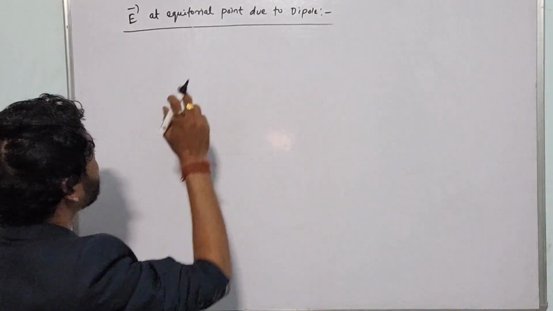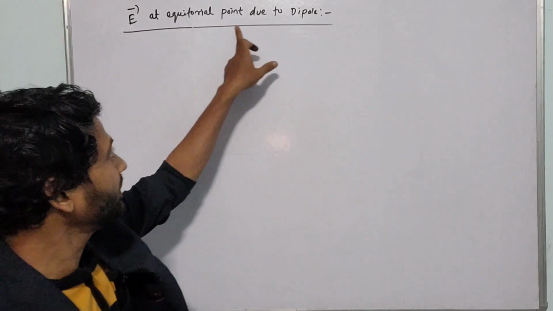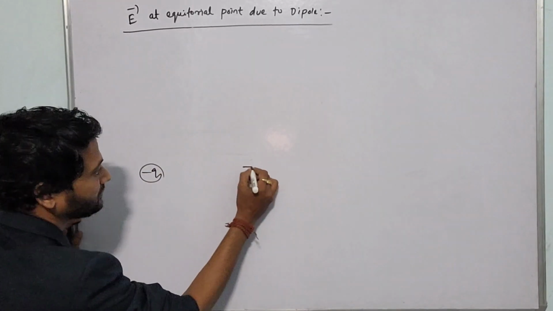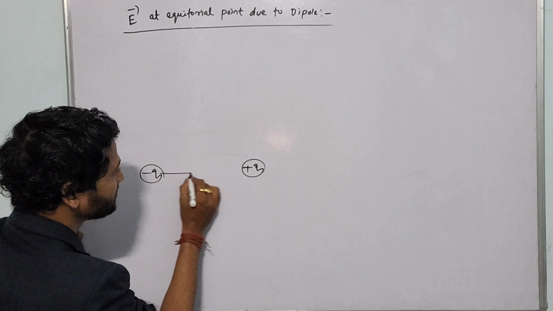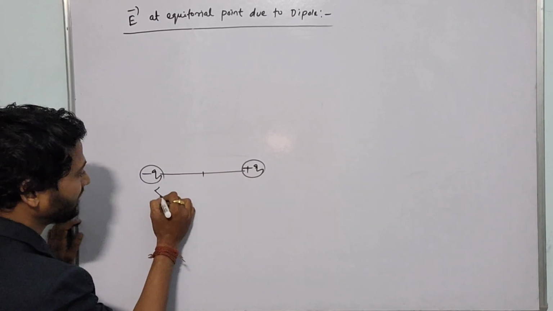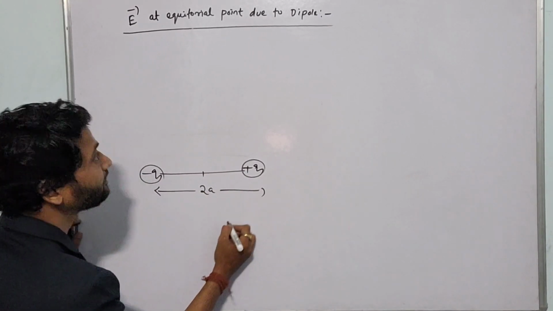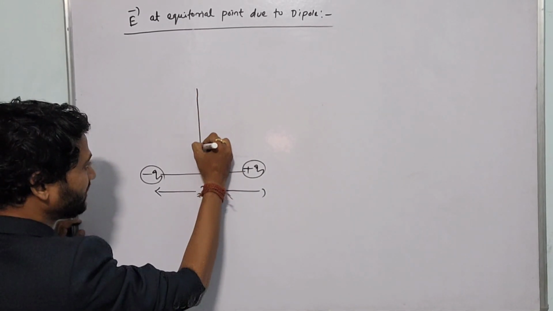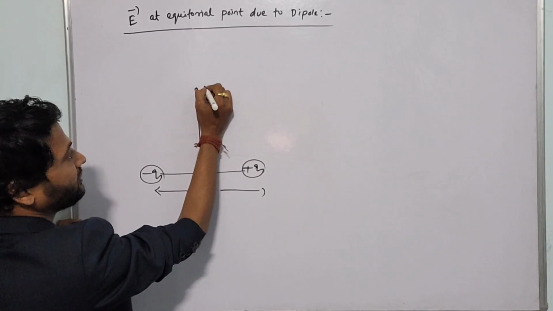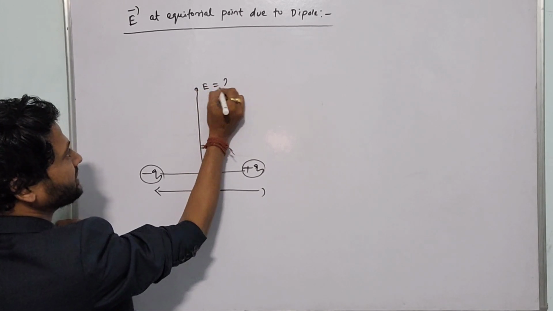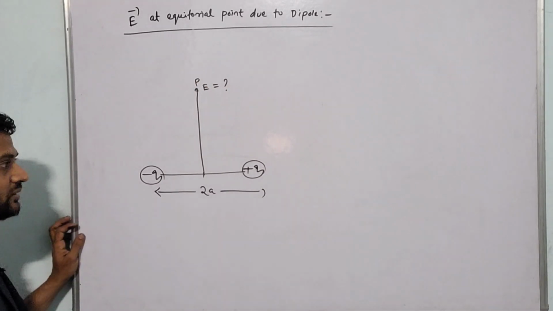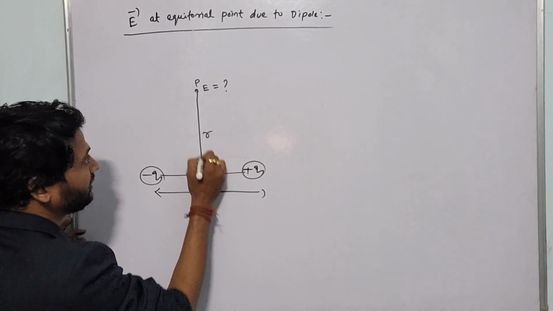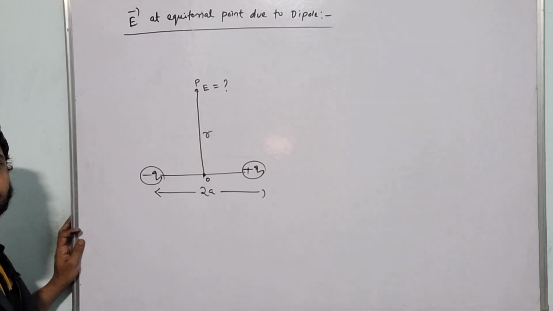Now we'll derive the expression of electric field intensity at an equatorial point due to an electric dipole. So for that we will consider a dipole. As I have told, it has two charges, minus q and plus q, and the separation between them will be 2a. And we will consider a point on the equatorial line. This one is your equatorial line. We are considering a point P where we will find out electric field intensity. Let the distance between the center of the dipole to that point be r.